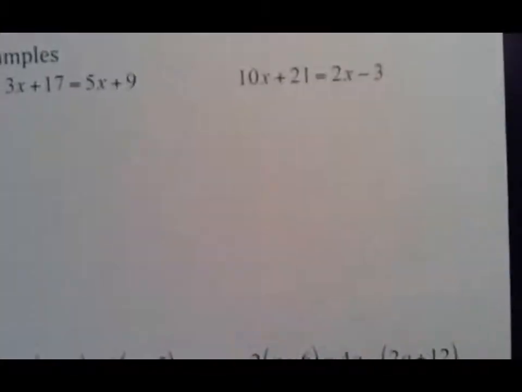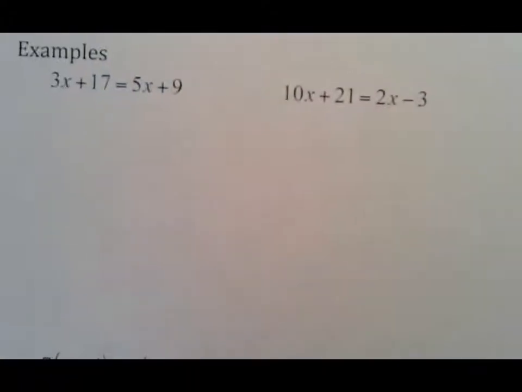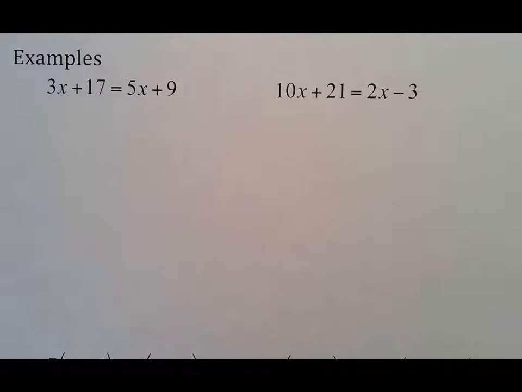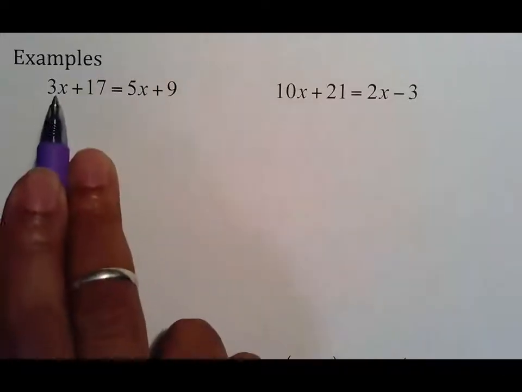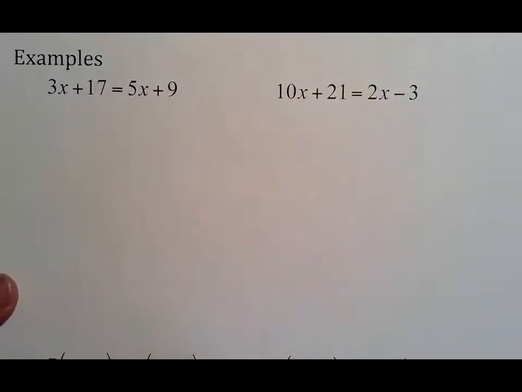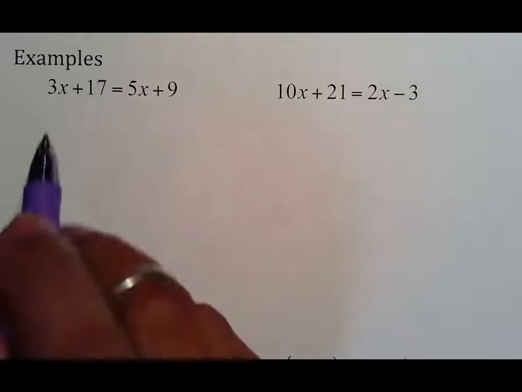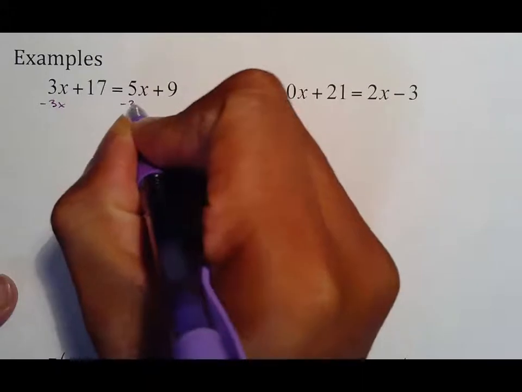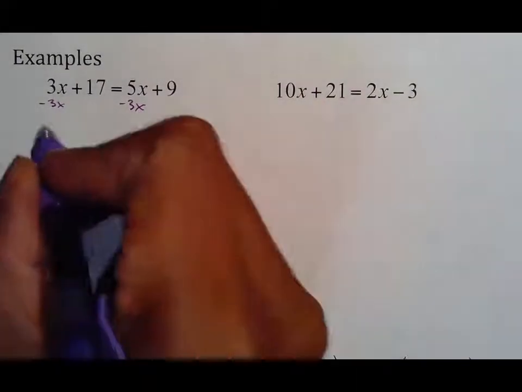Some quick examples are here. 3x plus 17 equals 5x plus 9. Let me focus this thing here, if possible. 3x plus 17 equals 5x plus 9. So again, everything is simplified, and that is the first thing you want to see, because you have x and a number equals x and a number. You've got to get down to that point. Once we get there, we again are going to move the smaller x, which is 3x, by using its opposite and subtracting 3x from both sides.